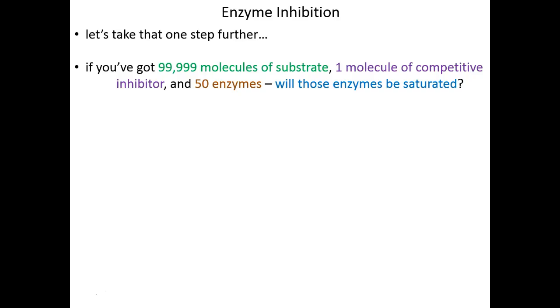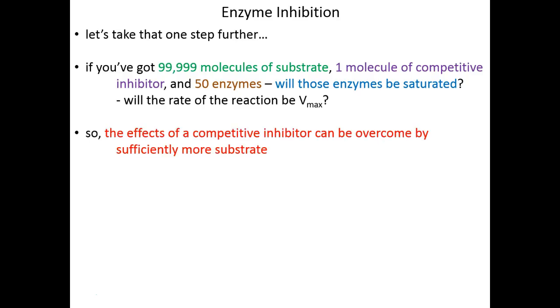Let's imagine we have 99,999 molecules of substrate and 1 molecule of competitive inhibitor. 50 enzymes are present. Do you think those enzymes will be saturated with substrate? They most definitely would be. If those enzymes are saturated, is the reaction rate going to be Vmax? It most certainly would be. The enzymes would be at their maximal rate of productivity. So what we're really saying here is that the effects of a competitive inhibitor can be completely overcome as long as it's possible to add a sufficient amount of substrate. We can say that more succinctly by saying Vmax is unaffected by a competitive inhibitor.